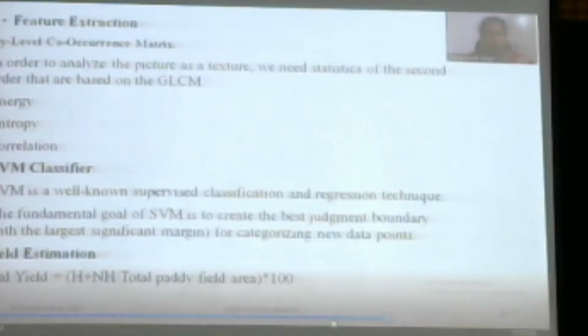Madam, can you focus on your contribution here? You focus on your contribution. You are talking about the SVM classifier, yield estimation, etc. What is your contribution and what challenges have been addressed here? What is the outcome?